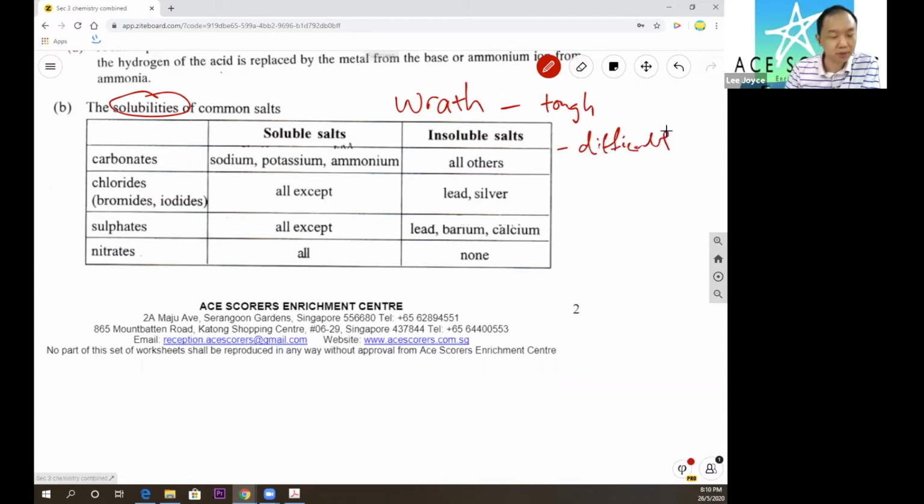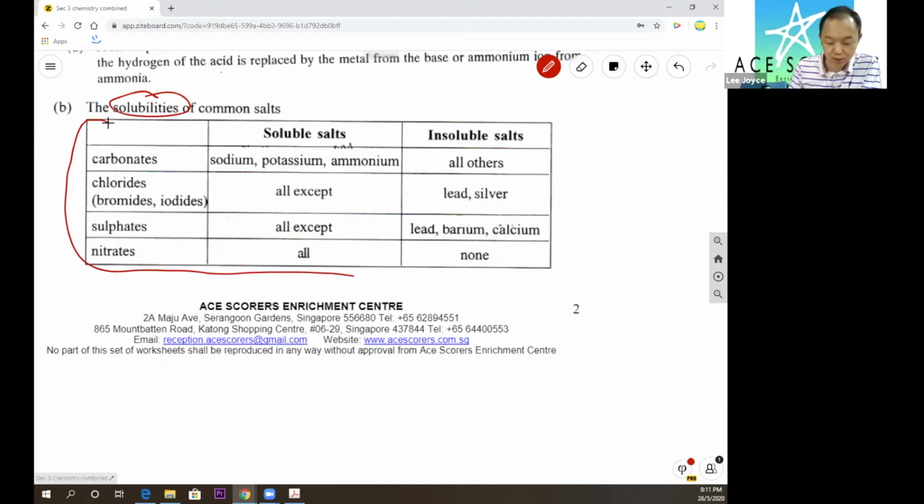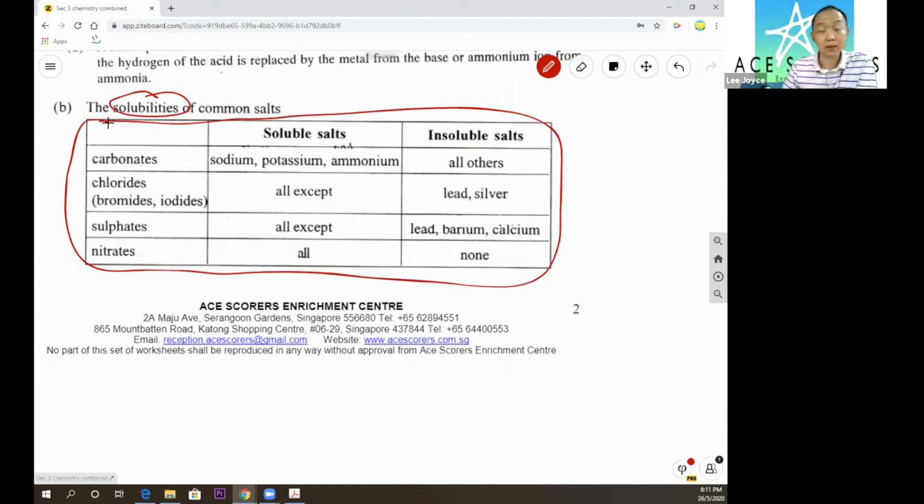Just like the rules of indices. Okay, why do I say this is difficult? Because you have to memorize the whole table, this entire table. Why do you have to memorize this entire table? Because this table tells you what is soluble and what is insoluble. And why do you need to know whether something is soluble or insoluble?